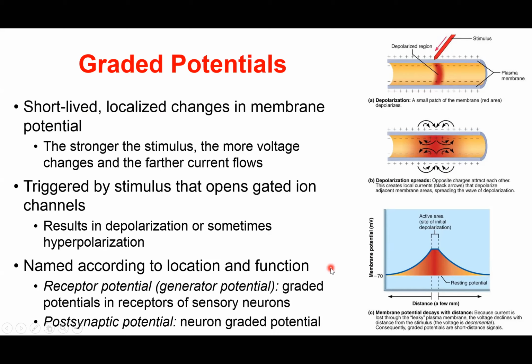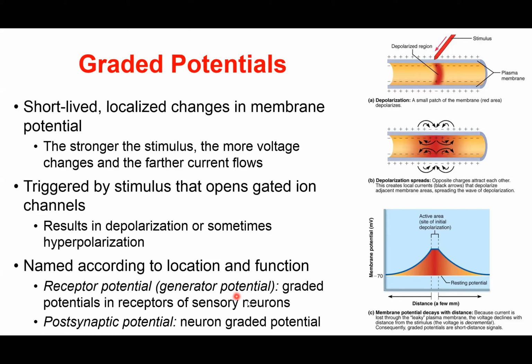Going back to their naming, receptor potentials, they're also called generator potentials. These are graded potentials that are going to be present in receptors of sensory neurons, okay? So they're called receptor potential because they are located in receptors. And then it's also sometimes referred to as a generator potential because it's in sensory neurons, which we know are going to then transmit information to the central nervous system, which will then send out a motor signal.